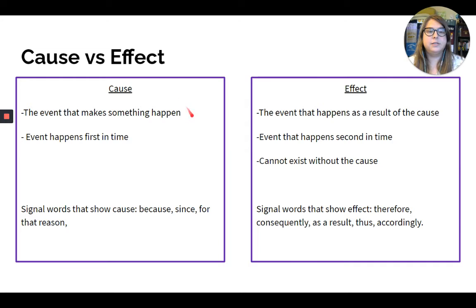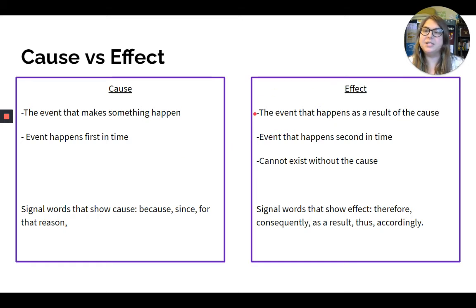The cause, we said last week, is the event that makes something happen, and it happens first in time. So it's really important that we remember when we're talking about cause and effect that cause happens first in time. This is going to be a really big idea for us today. Our signal words or transition words that help us show cause are the words because, since, and for that reason. We've got some more, but these are the biggest ones that we're going to see.